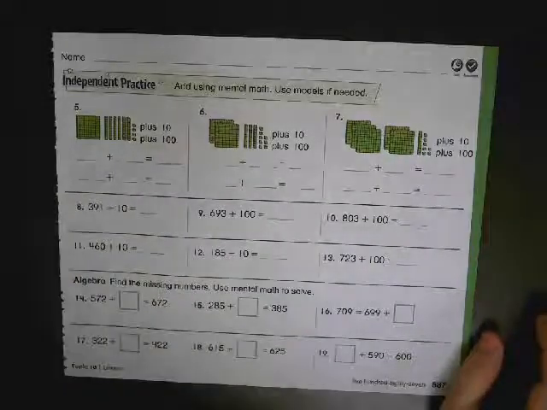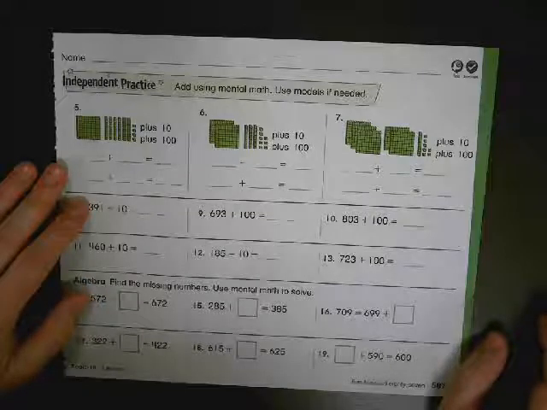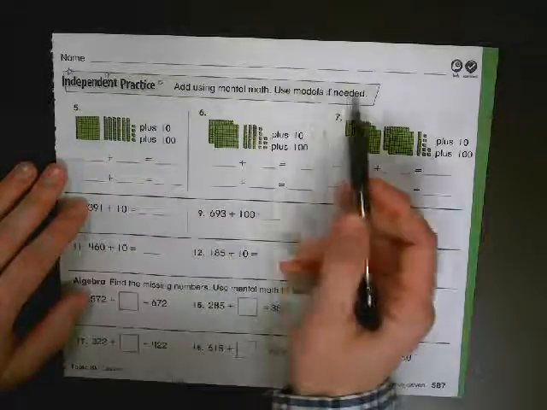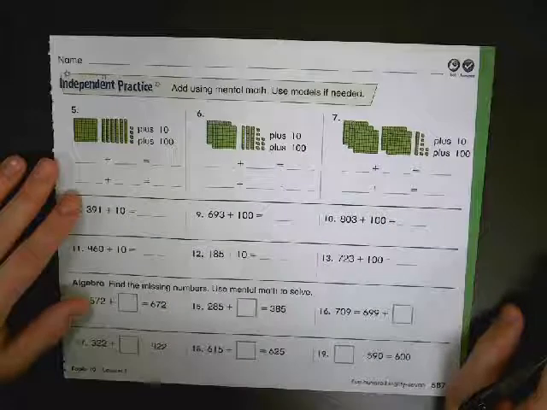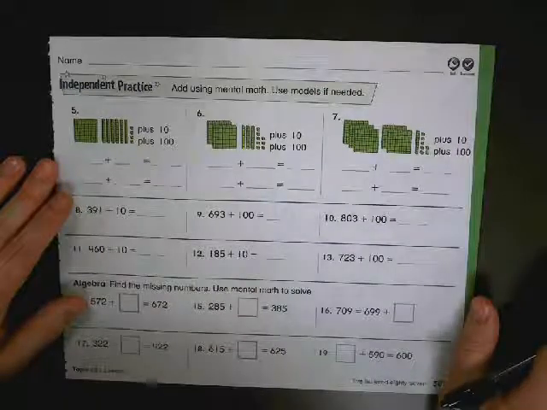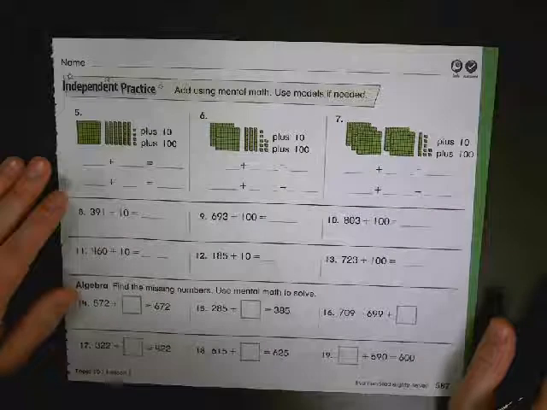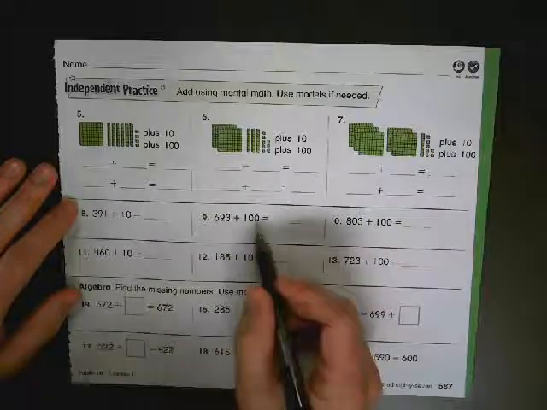So the big thing you need to know is when it's adding 10, count the blocks here. It says add using mental math, use models if needed. Adding 10 is just going to add 1 to the tens digit, and adding 100 is going to add 1 to the hundreds digit.